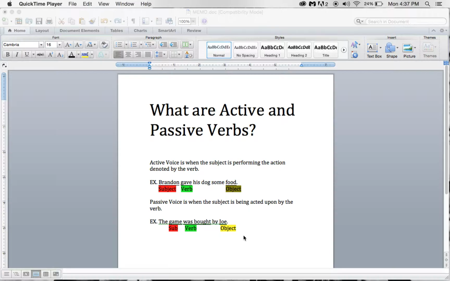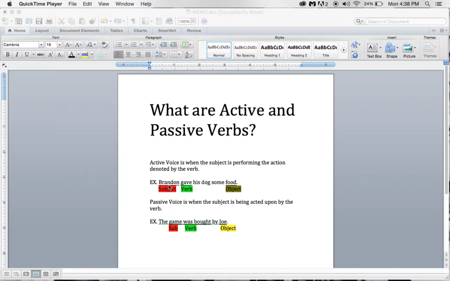And here are some steps to figure out how you can tell when it is a passive or an active sentence. Step 1 is to recognize and find your subject, which I have highlighted in red in both sentences. Next is to find your main verb, which I have highlighted in green. And the third step is to explain the relationship between the subject and verb.